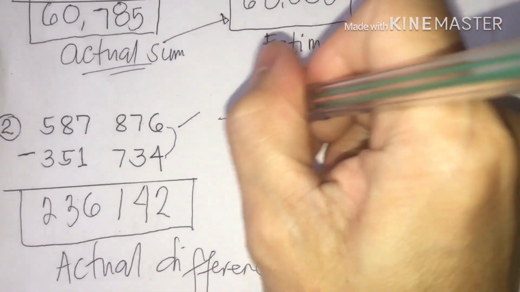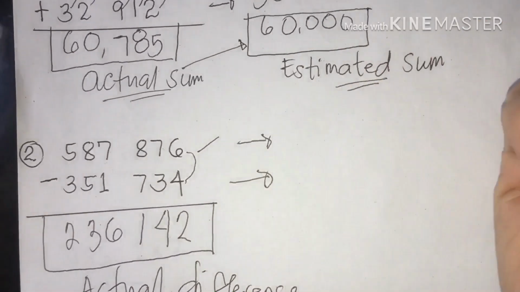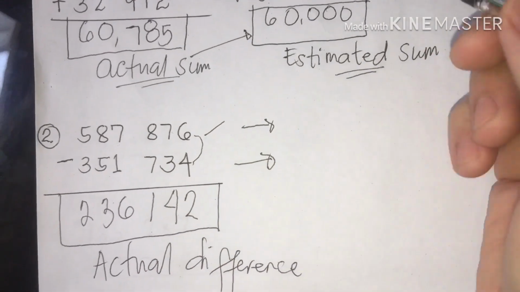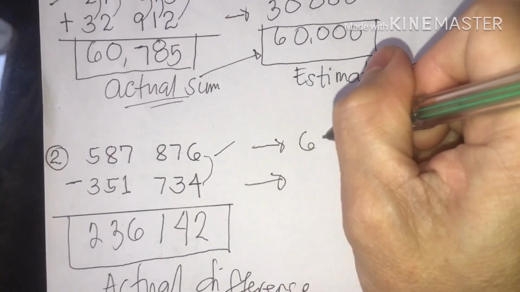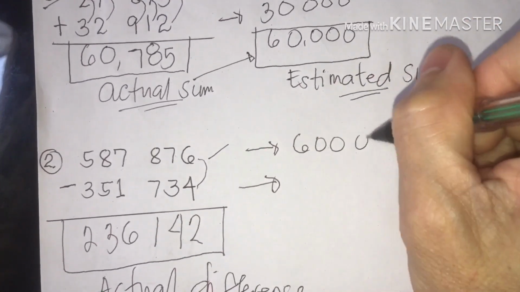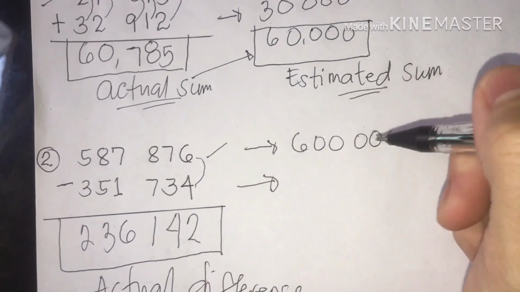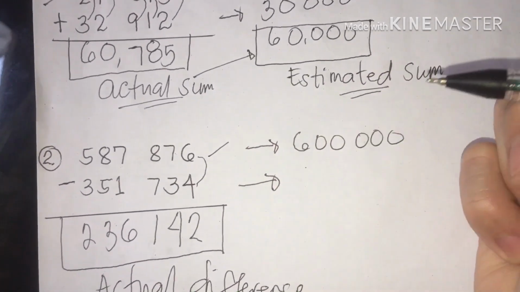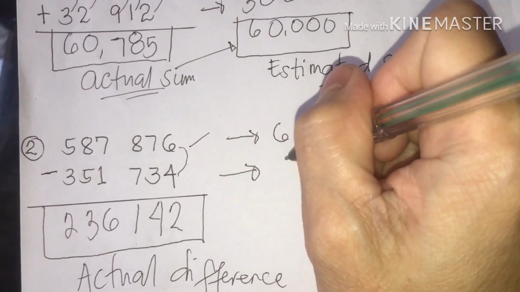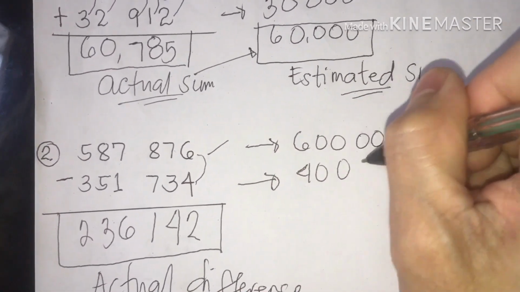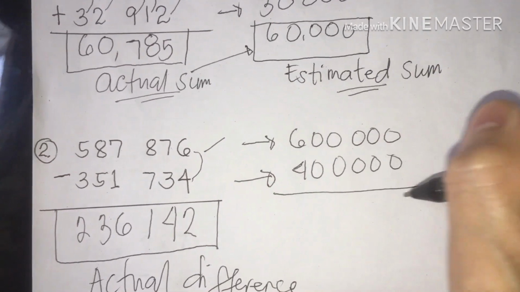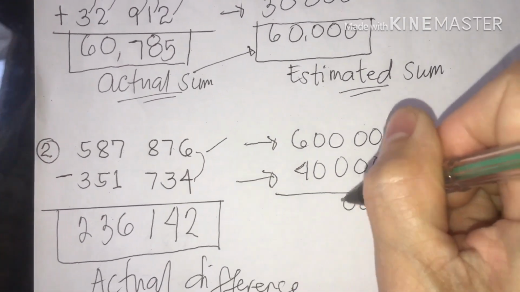Next, estimate the difference. For 587,876, we're going to write here 600,000. Next is 351,734. Bring down.